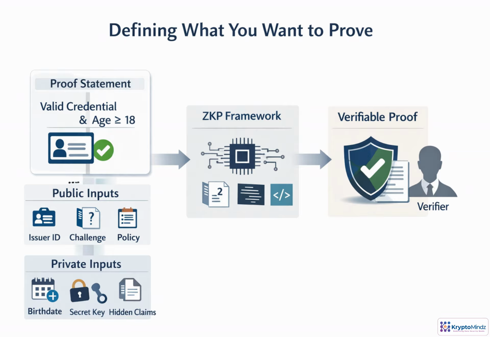Before a zero-knowledge proof can exist, you must define the exact truth condition being proven. For example, this credential is valid and the holder is at least 18. Some inputs are public, such as the issuer, challenge, and policy. Others remain private, such as birth date, secret keys, or hidden claims. The framework turns that mix into a proof the verifier can check without learning the private values behind the result.